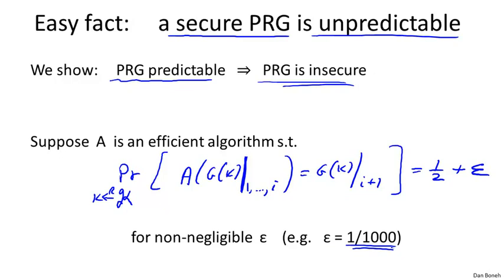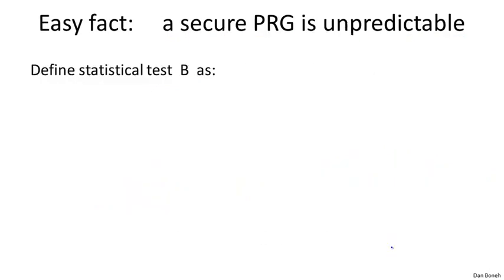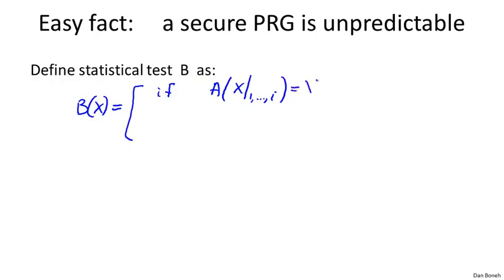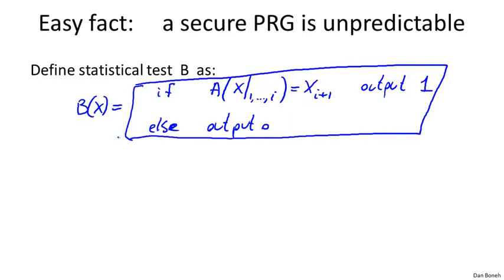Suppose we have such an algorithm. Let's see that we can use it to break our generator, in other words, to show that the generator is distinguishable from random and therefore insecure. So we'll define a statistical test B as follows. Given a string x, B will simply run algorithm A on the first i bits of x, and then ask: was A successful in predicting the (i+1)st bit of the string? If it was successful, B outputs 1, and if it wasn't, B outputs 0. This is our statistical test. Let's put it in a box so we can take it wherever we like and run it on any n-bit string given to us as input.